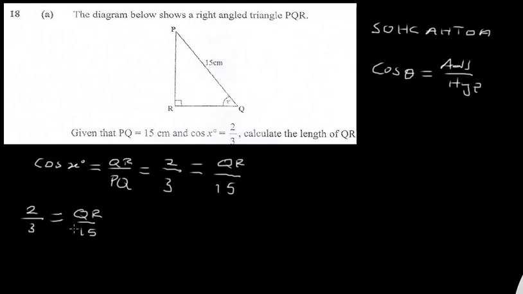So from there, we can find the value of QR by simply cross multiplying. So we'd have 3QR is simply equal to 2 by 15, which gives us, maybe let's write it as 2 by 15, right? So 3QR equals 30.